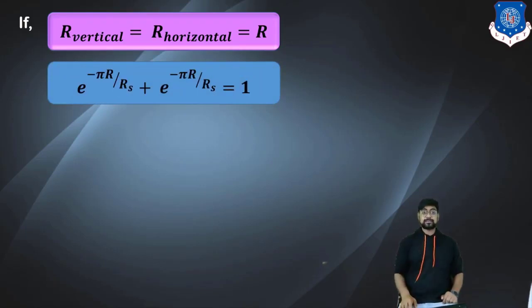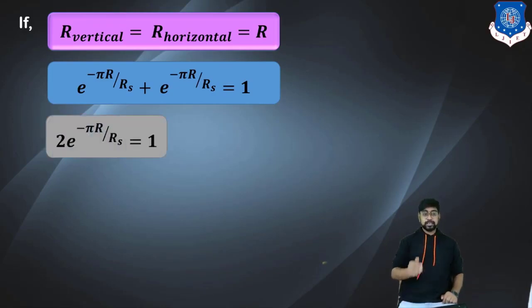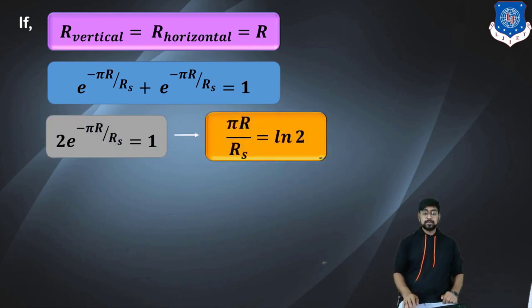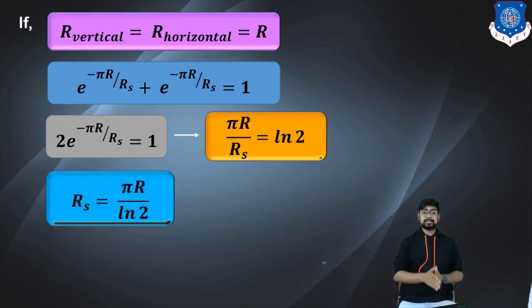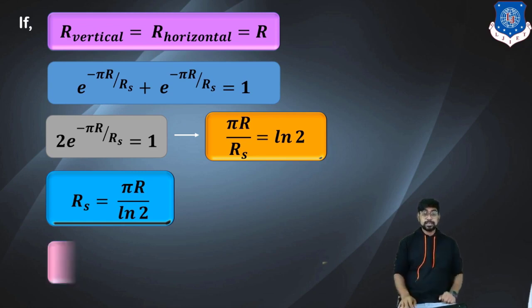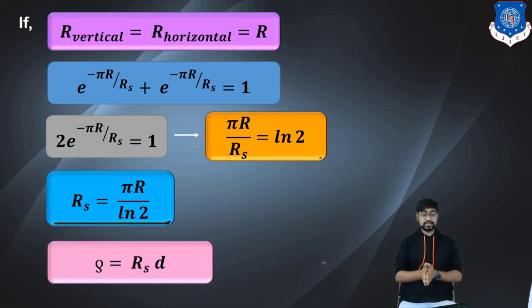So e raised to minus pi R by Rs plus e raised to minus pi R by Rs equals 1. That will give you 2 e raised to minus pi R upon Rs is equal to 1. So now we are getting pi R by Rs equals ln of 2, where we will be writing Rs equals pi R by ln 2. Okay, so now this is the sheet resistance.